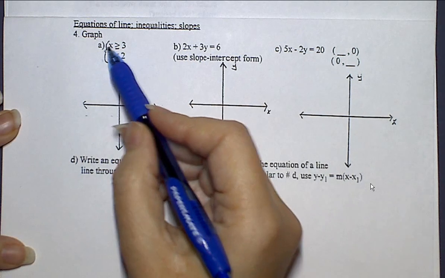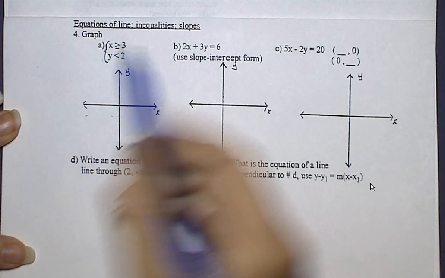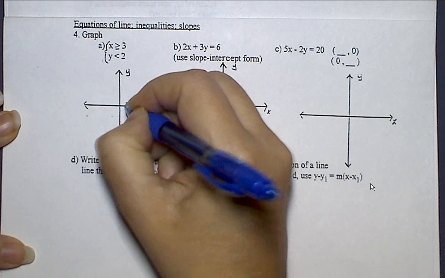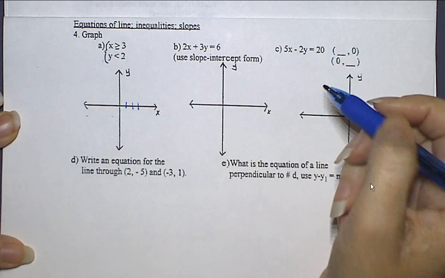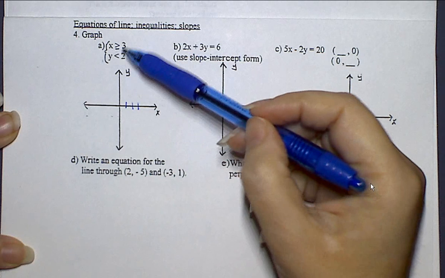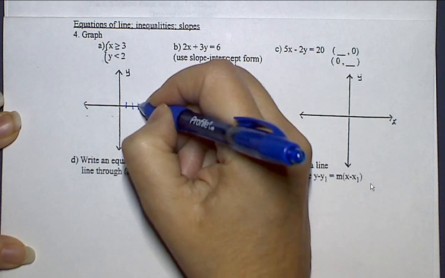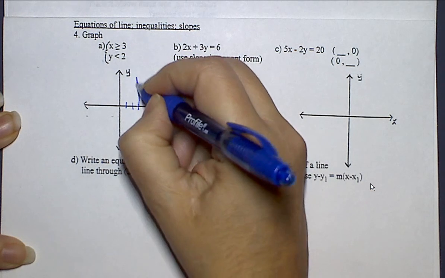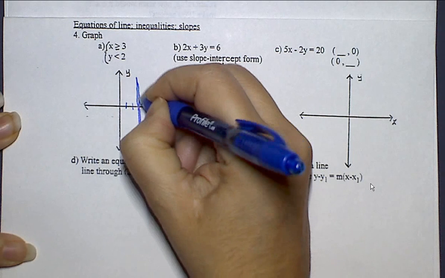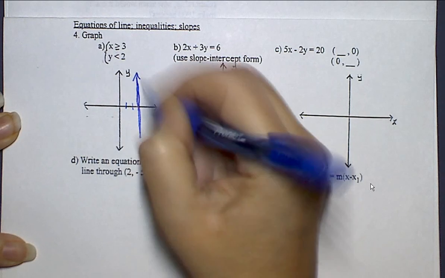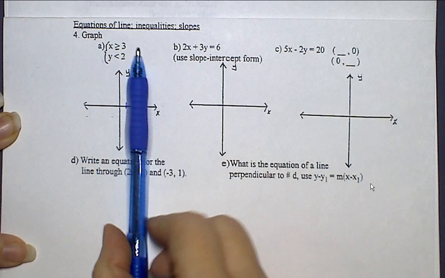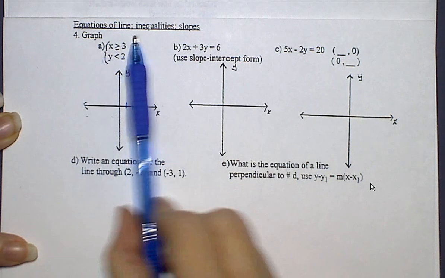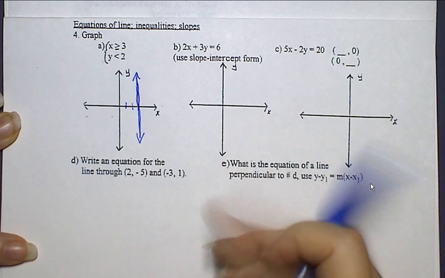So x, and since it's equal to 3, we're going to do a solid line at 3. So 1, 2, 3. And what type of line is it at 3? A vertical line, so it's straight up and down. Now how can I determine which way is going to be shaded? Is it going to be shaded this way, or is it going to be shaded to the left? So is it going to be to the right or to the left? How can I figure that out?